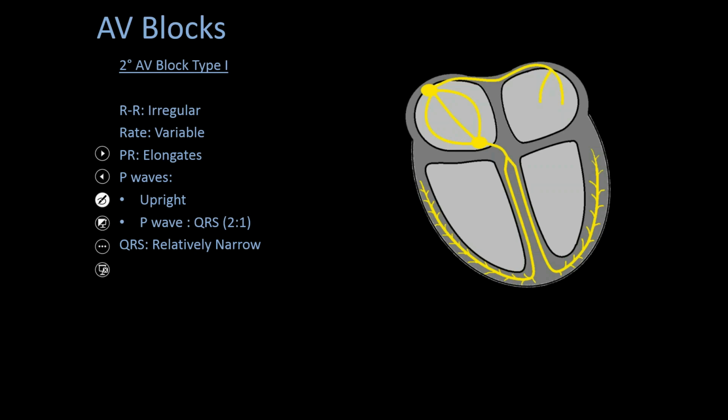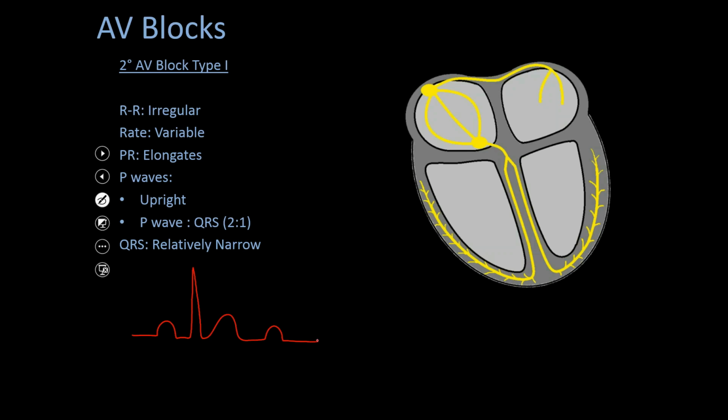Second degree AV block type 1, also called Wenckebach, also Mobitz 1. So it has 3 names. As if it's not confusing enough to learn blocks already, they gave it 3 names. So in second degree AV block type 1, the important thing to know about this rhythm is that the PR elongates.